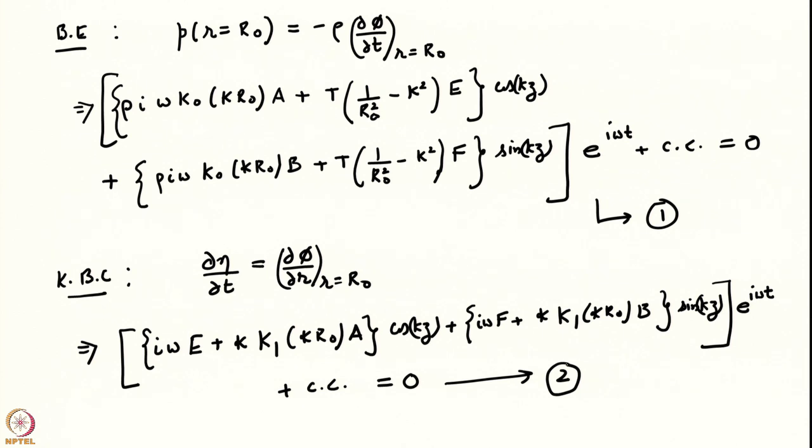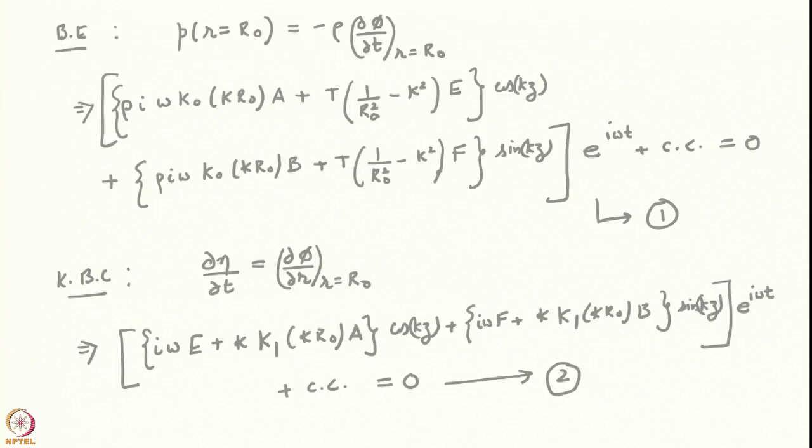Like before, we have to set the coefficients of cos and sin to 0, 4 equations in 4 unknowns a, b, e and f. The determinant will determine the dispersion relation. I will write down the dispersion relation, it just requires a little bit of algebra, you can do it yourself and verify that this is correct.